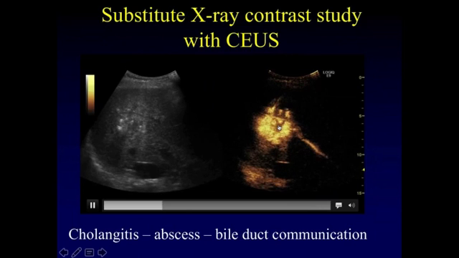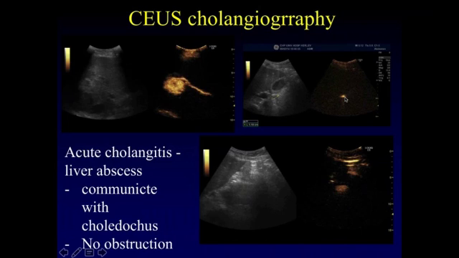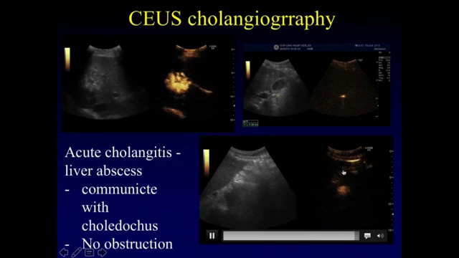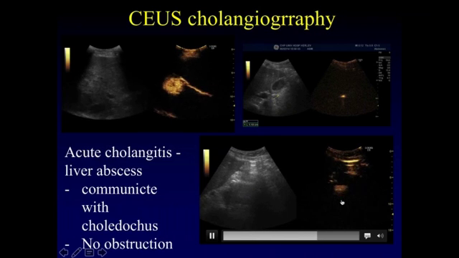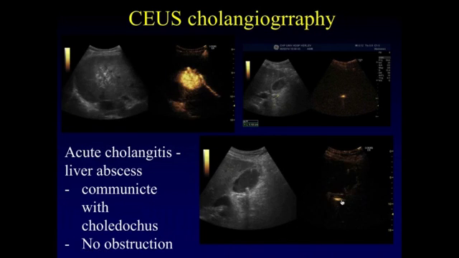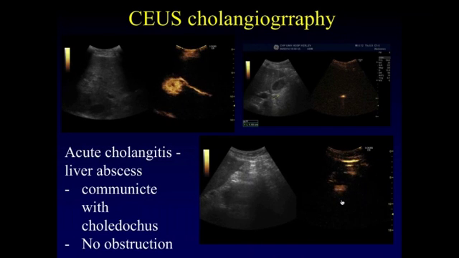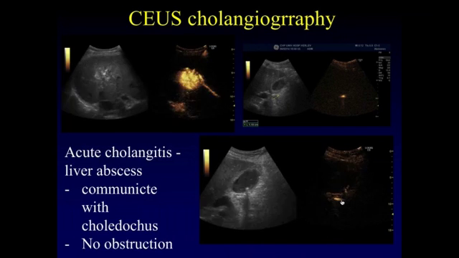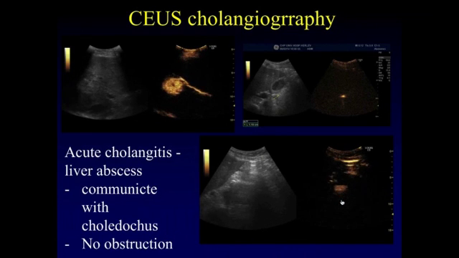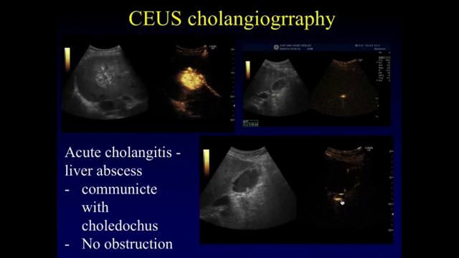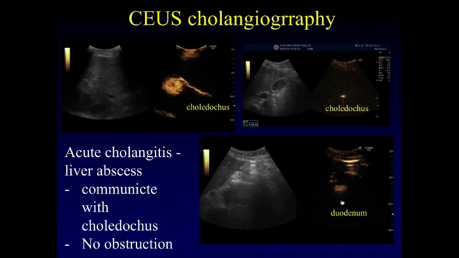this abscess, and you could even follow the common bile duct, becoming the choledochal duct, all the way down into the duodenum. So in this case, with ultrasound alone we could prove there was an abscess and there was communication with the bile tree, but it was also open and went all the way down, so there was no obstruction all the way to the duodenum where we were able to follow this contrast.